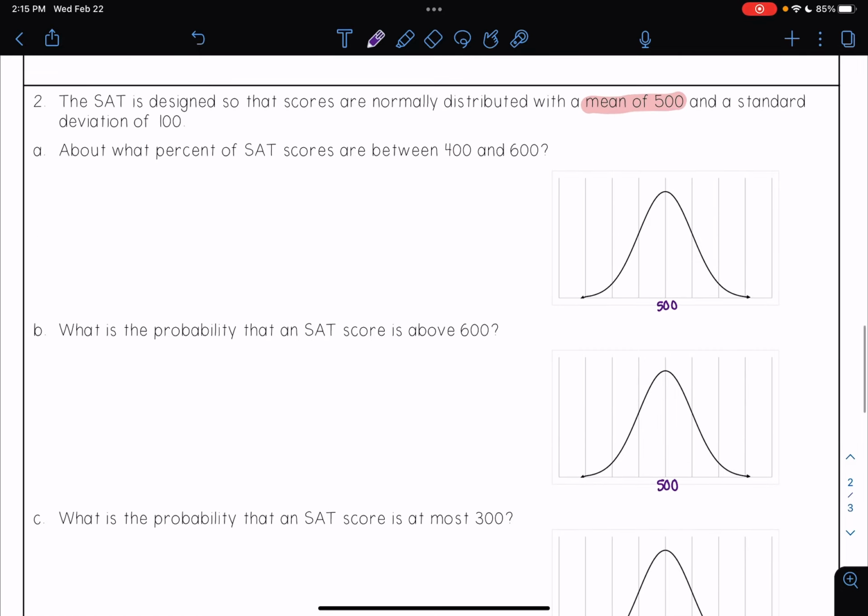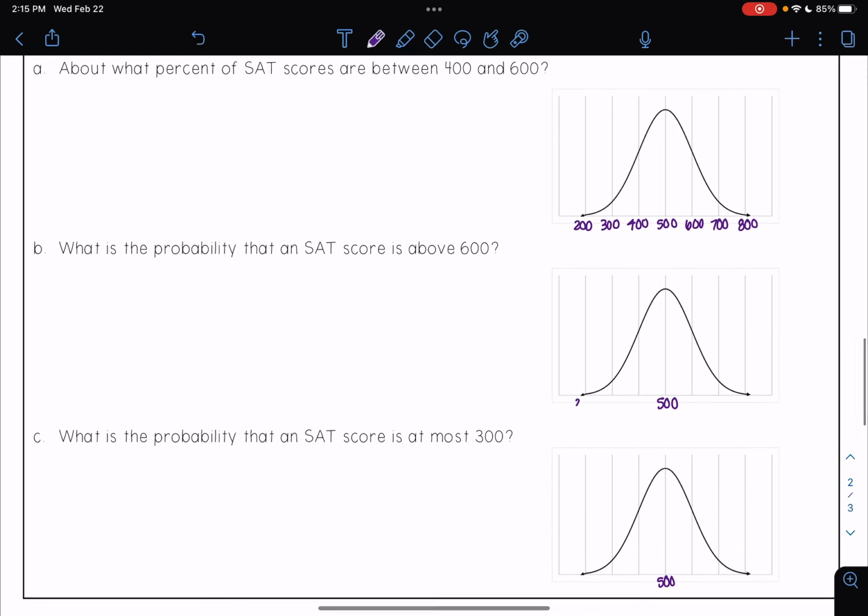And then it says a standard deviation of 100. So that means I'm going to be adding or subtracting 100 each time to get my numbers to the left and right. To the left, I'm going to subtract 100 each time. So that gets me 400, 300, 200. And then I'm going to add the 100 each time. So I get 600, 700, and 800. And I'm going to copy those on my other two graphs.